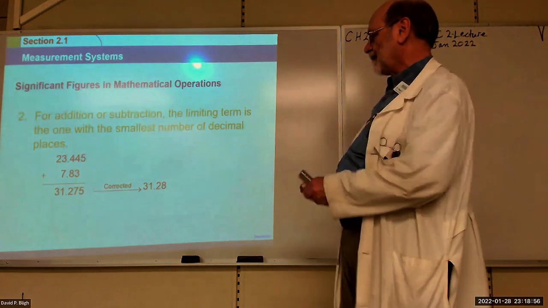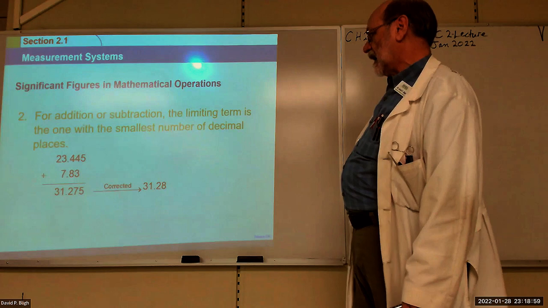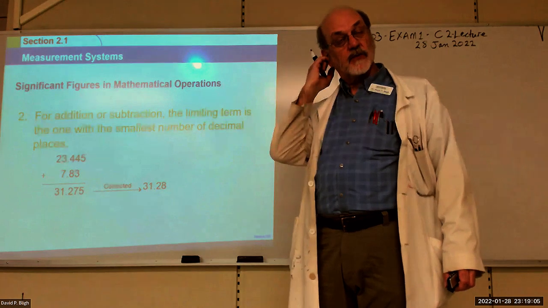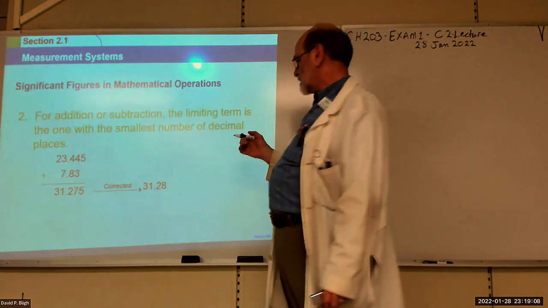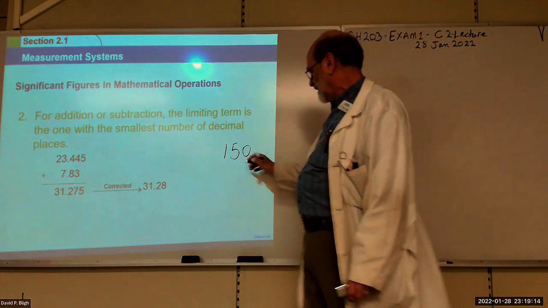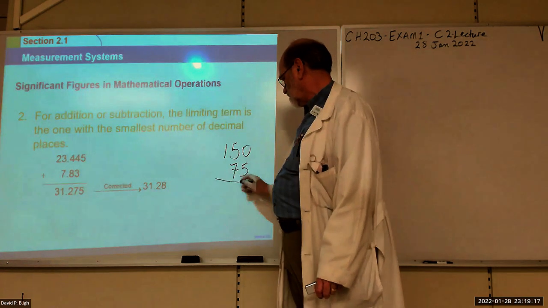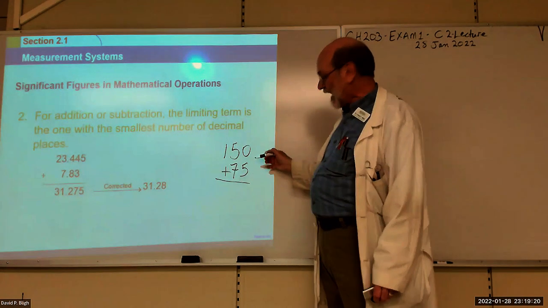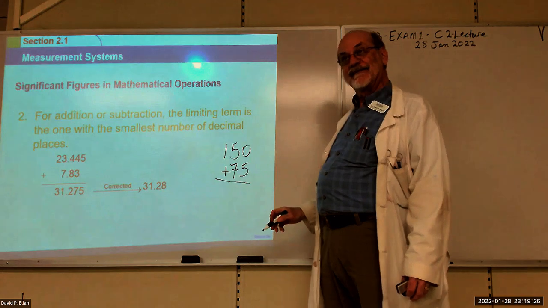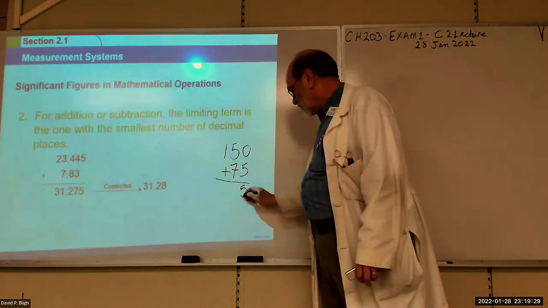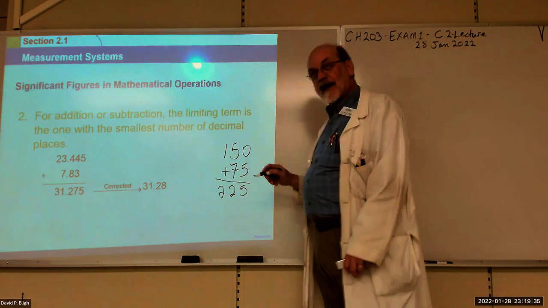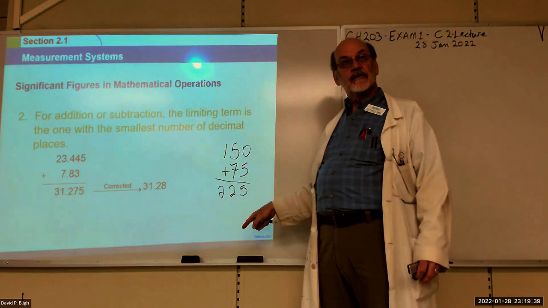Let's see, what if we have numbers that don't have decimal places in them, explicit decimals? For instance, let's go back to that 150. And let's add 75. Okay? So we line up our implicit understood decimals here, and then we add them together. Now, how many places can we keep for significance?